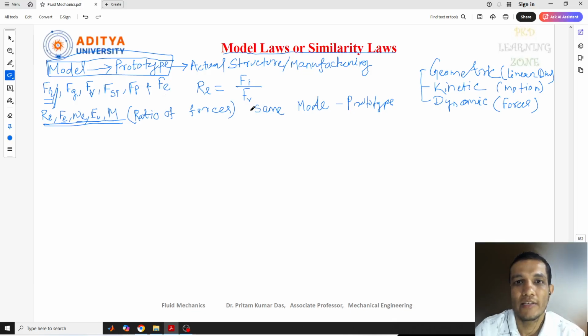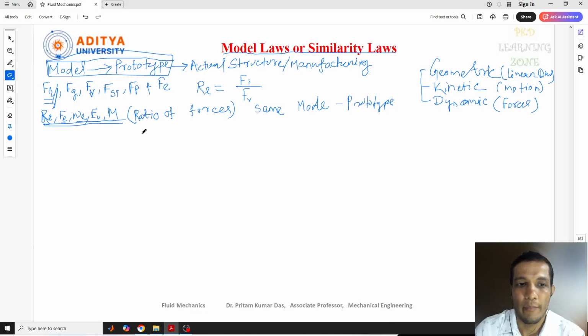But the problem is it's quite difficult to satisfy the conditions of all these dimensionless numbers, because all the dimensionless numbers are different for a particular model. If you have taken a model before going to structure and manufacturing, the dimensions may be different. So at that point, the Reynolds number, Froude number, Euler number and Mach number need to be calculated for the model as well as the prototype. It is quite difficult for all these numbers to be the same for the model and prototype.